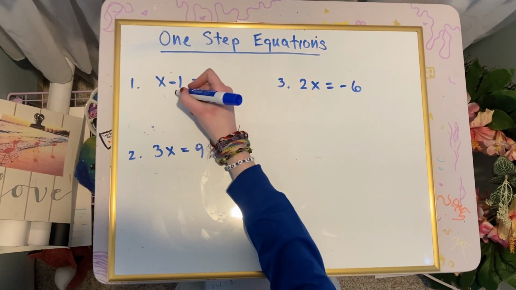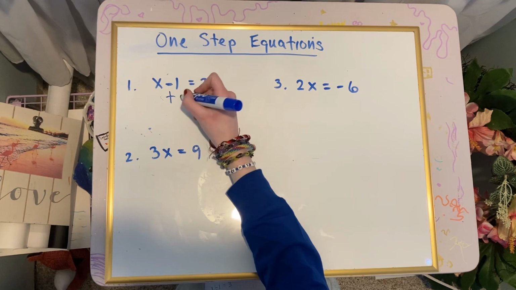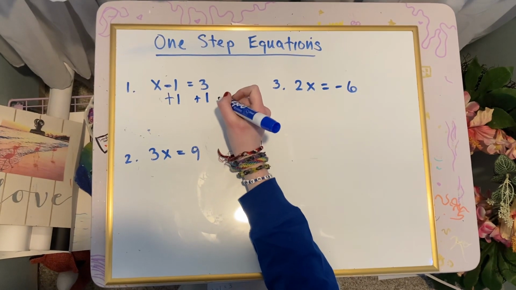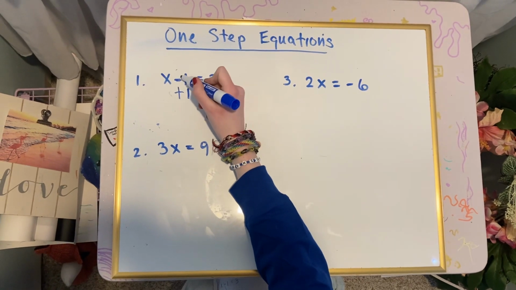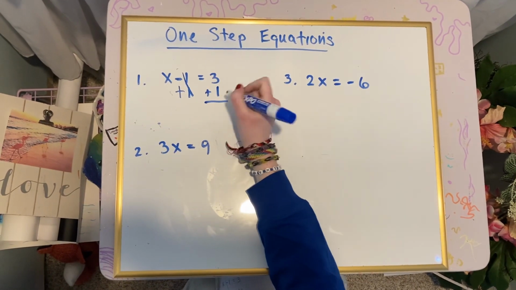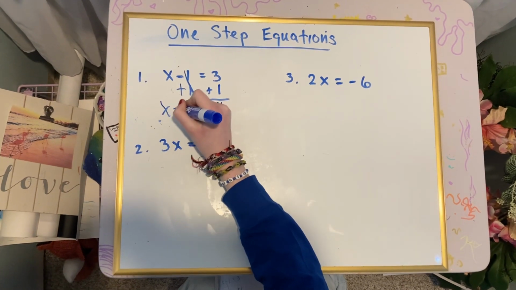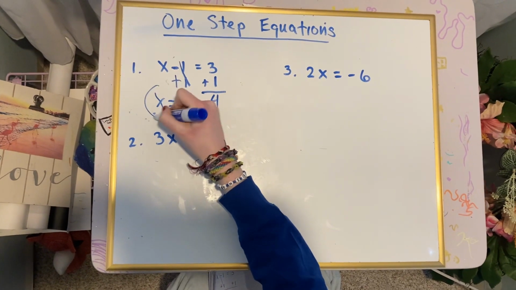So you add 1 to both sides because you do the same thing to each side when you're solving an equation. Now 3 plus 1 is 4, so the answer is x equals 4.